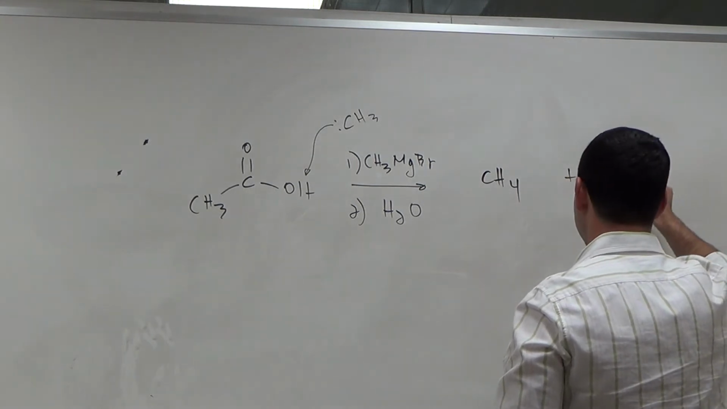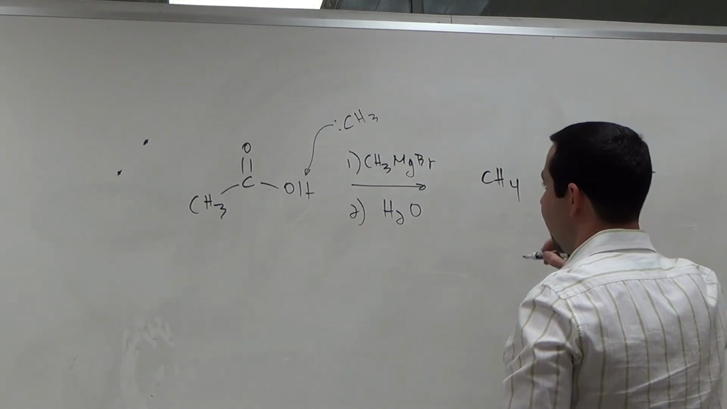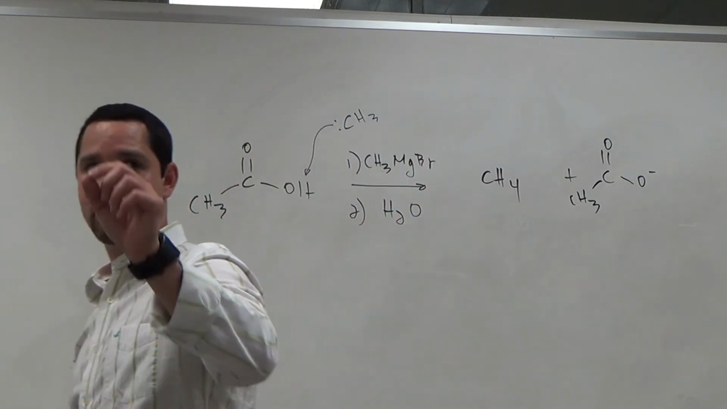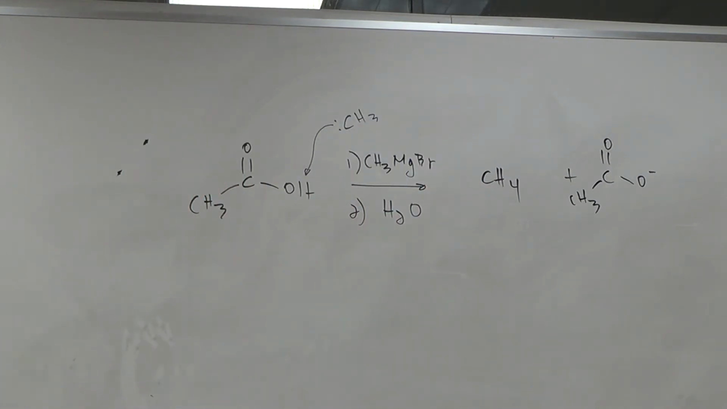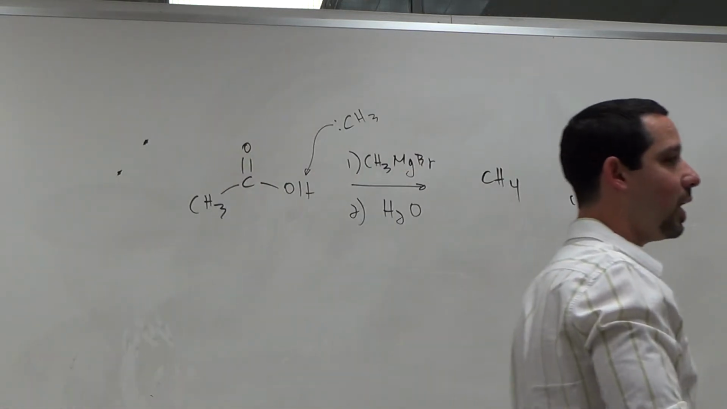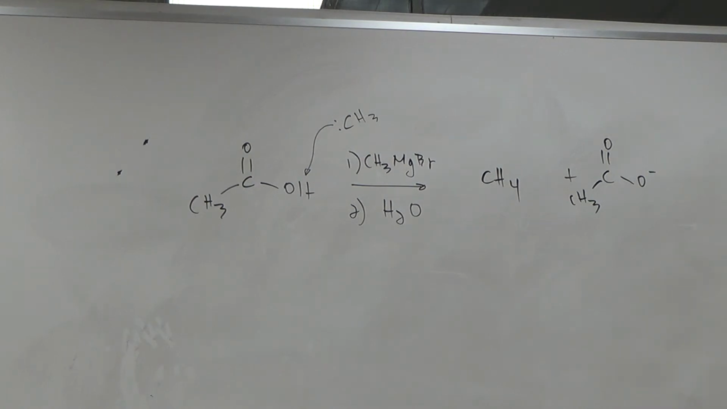So how useful is this reaction? Not useful at all. So the take-home message from here is Grignards cannot be used with carboxylic acids to attack the carbonyl. It will attack an ester, yes? Because an ester does not have an acidic proton here.